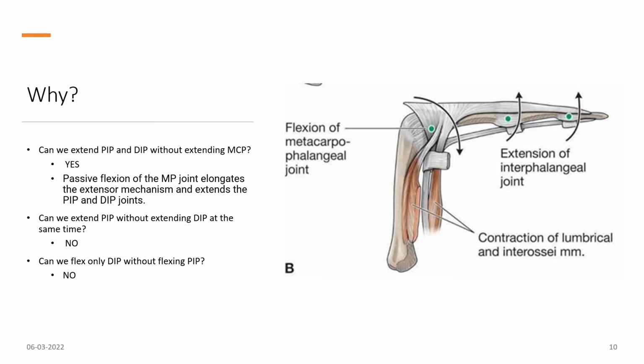The passive flexion of the metacarpophalangeal joint elongates the extensor mechanism and extends the proximal and distal interphalangeal joints. Then look at the other question. Can we extend the proximal interphalangeal joint without extending the distal interphalangeal joint at the same time?